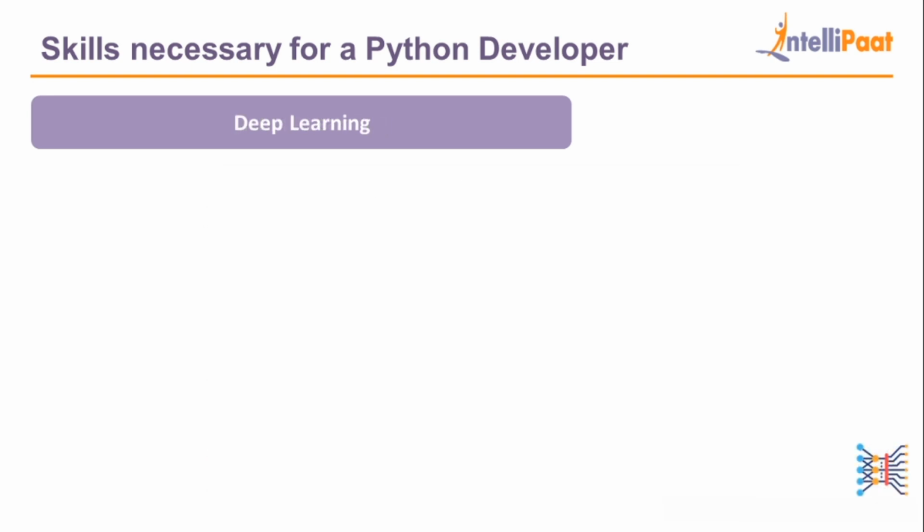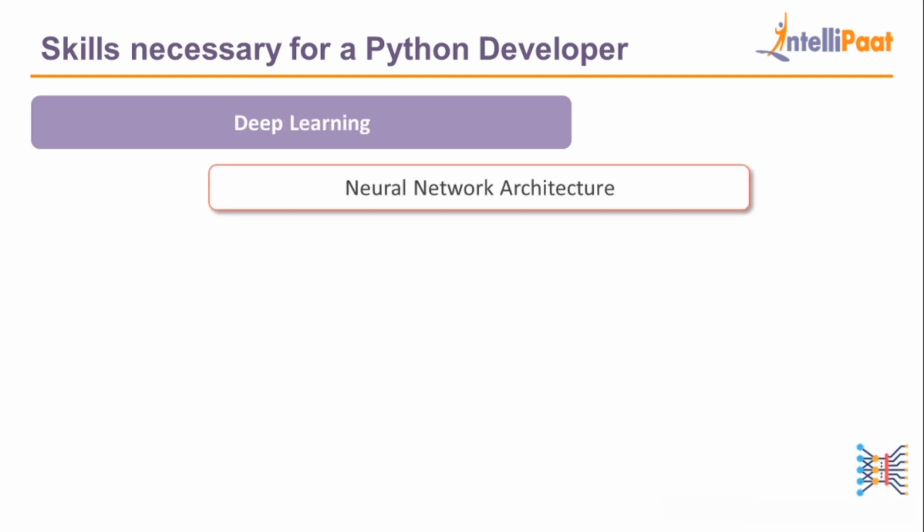And finally, we get deep learning. So in deep learning, you need to know advanced neural network architecture, because that is definitely important to know, as you'll be dealing with neural networks in a large amount, in a more advanced way when you're working with deep learning.